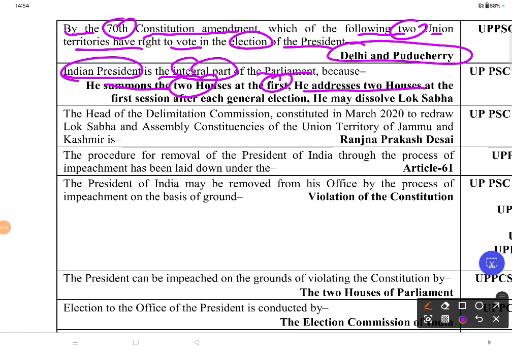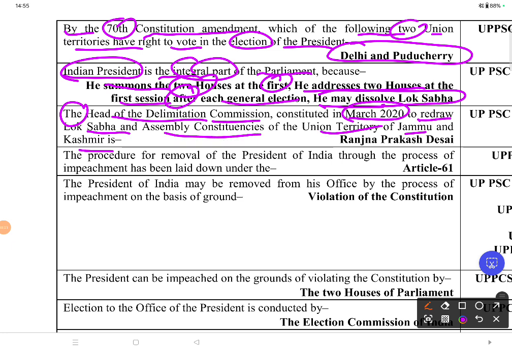Indian President is the integral part of Parliament because he summons the two houses at the first. He addresses two houses at the first session. After each general election, he may dissolve Lok Sabha. The head of the Delimitation Commission, constituted in March 2020 to redraw Lok Sabha and Assembly constituencies of the Union Territory of Jammu and Kashmir, is Ranjana Prakash Desai.